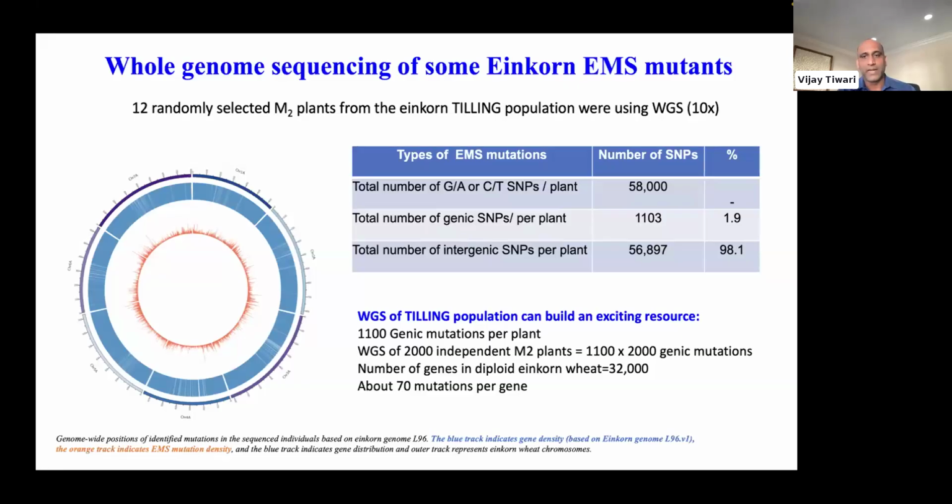So what we found is that the total number of genic mutations is about 1,000 to 1,100, which is about 2% of the total SNPs, and the majority of the SNPs are intergenic. In total we get about 58,000 SNPs per plant. If we translate that, it means sequencing of fewer than 2,000 individuals can provide us 70 mutations for any given gene. That can be a humongous resource for doing translational research in wheat.